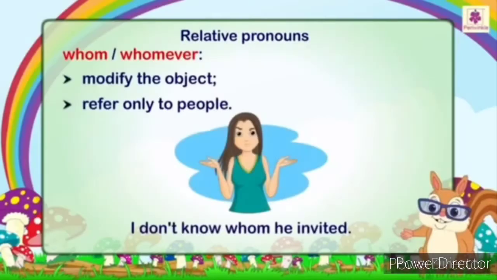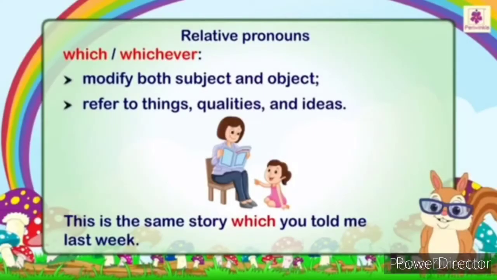The relative pronoun whom or whomever modifies the object and refers only to people. For example, I don't know whom he invited. The next relative pronoun, which or whichever. It modifies both subject and object, and they refer to things, qualities, and ideas. For example, this is the same story which you told me last week.